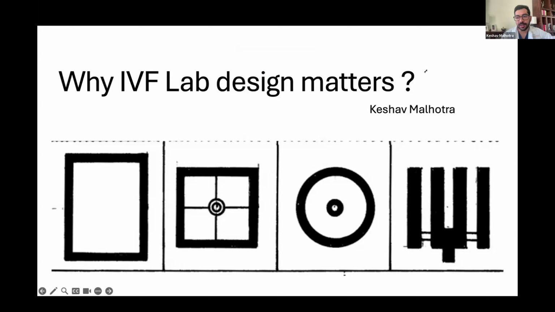So today we have not an embryologist, not a clinician who's joining us, but actually a very renowned architect who designs IVF laboratories, who's going to be talking to us about the modern concepts of IVF lab design.